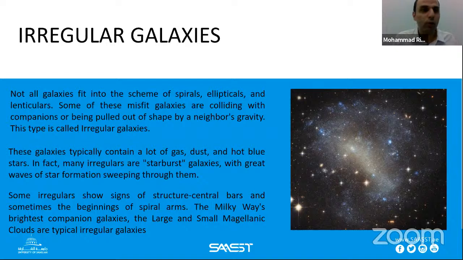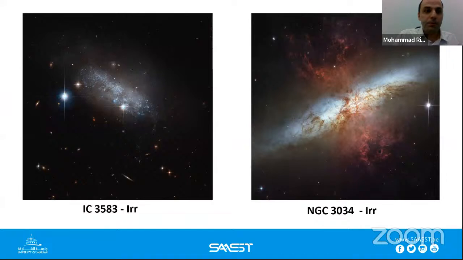A very common example for irregular galaxies are our galactic satellites, the Small Magellanic Cloud and Large Magellanic Cloud in the southern sky. Other common examples for irregular galaxies are IC 3583 and NGC 3034. NGC 3034 is the same galaxy called M82 in Ursa Major. It is one of the brightest galaxies in the night sky.